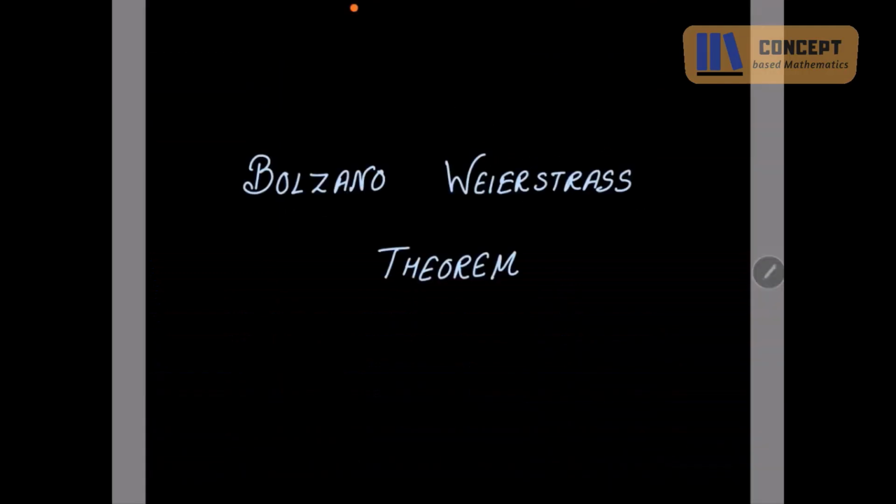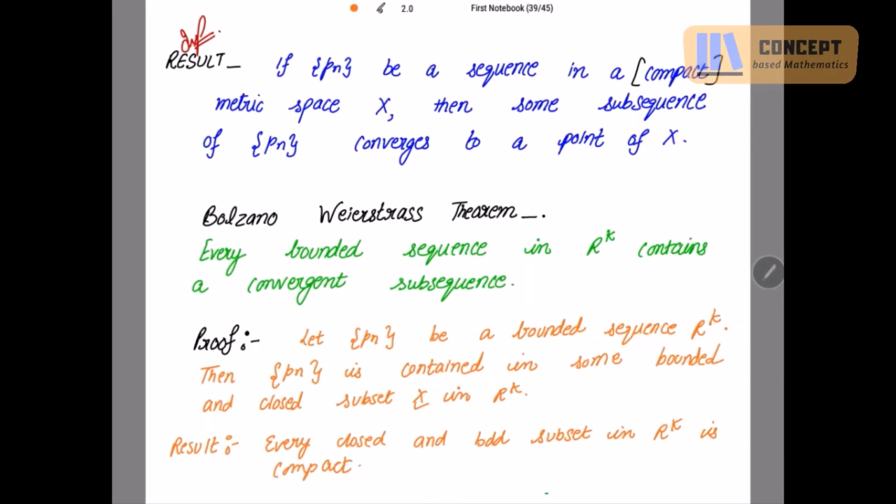Bolzano Weierstrass Theorem. To start this theorem, let's revise one result which we have done in the earlier video. If Pn is a sequence in a compact metric space X, then some subsequence of Pn converges to a point of X. Remember that your space should be compact. If in a compact metric space we have a sequence Pn, then some subsequence converges to a point of the same space. So we will use this result for proving this theorem.